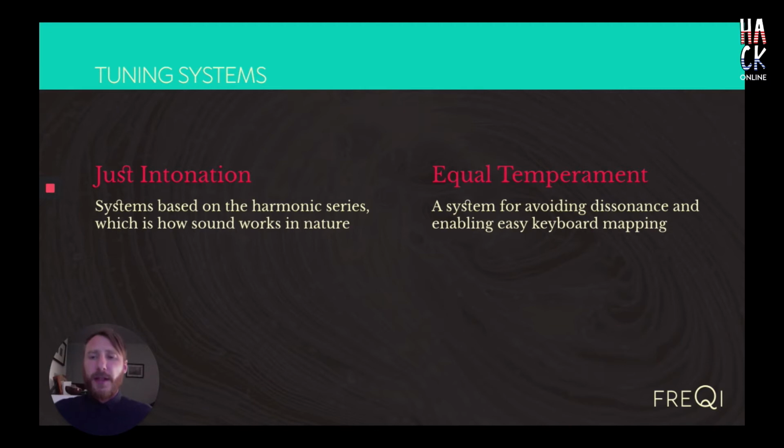So, first up, just intonation. This is systems based on the harmonic series. Some of you may have heard of the harmonic series or be familiar with it. I'll explain a little bit more about that in a minute. That is how sound works in nature, effectively. And then there is equal temperament, which is basically a completely human-devised system for avoiding bad-sounding notes or chords that sound out of tune, and enabling easy keyboard mapping. So this system is super useful, flexible, portable, other words that end in able.